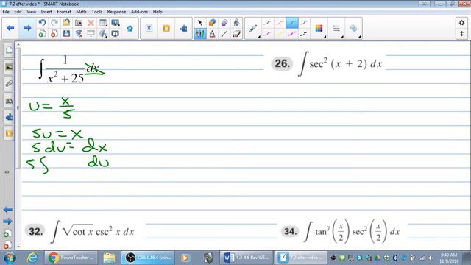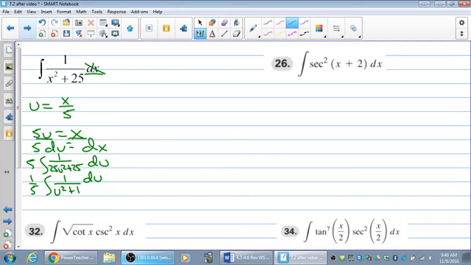And then I can replace x with 5u, making that 25u squared. So 1 over 25u squared plus 25. We can factor out the 25 out of the denominator. That makes that 1/5, 5 over 25. Integral of 1 over u squared plus 1 du. And we have what we want.